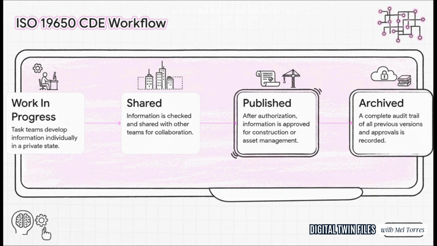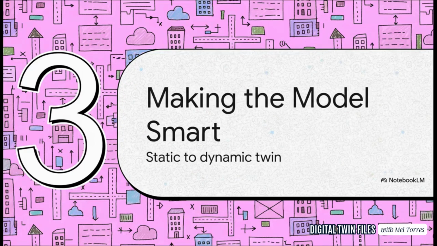Okay, next section, making the model intelligent. We're moving from a static blueprint to a dynamic twin. Because look, having a perfect model is great, but a model is static. A twin is intelligent. This is the part of the process where we actually define what this digital twin is supposed to do. This is where we give it a brain.